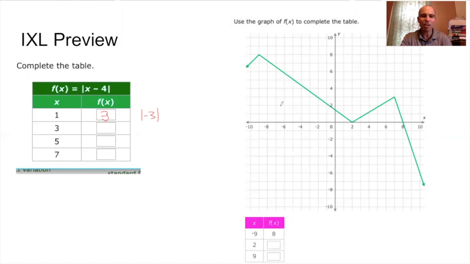Here, they're giving you the graph. This is a lot easier than it looks. If x is negative 9, what's f of x? It's 8. If x is 2, what's f of x? It's 0. If x is 9, what's f of x? Looks like it's negative 3. That's all it's asking you to do: find a point on the graph and the x, f of x pairing for that.